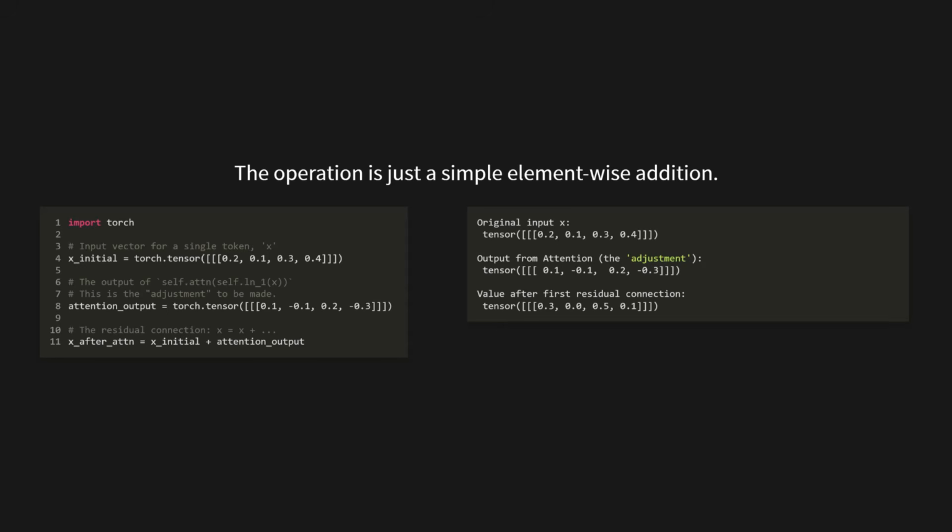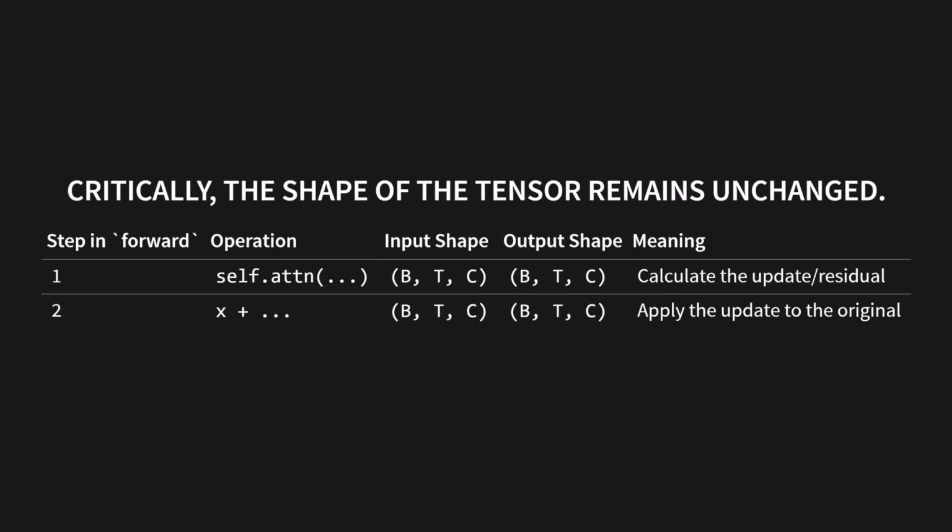Now for the residual connection. X equals X plus attention output. Let's look at the result. The original input x was 0.2, 0.1, 0.3, 0.4. The adjustment from attention was 0.1, minus 0.1, 0.2, negative 0.3. So, the new value is just the sum. The value after the first residual connection is a tensor with 0.3, 0.0, 0.5, and 0.1. It's that simple. It's just addition. Critically, the shape of the tensor remains unchanged.